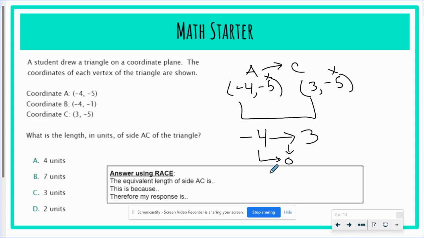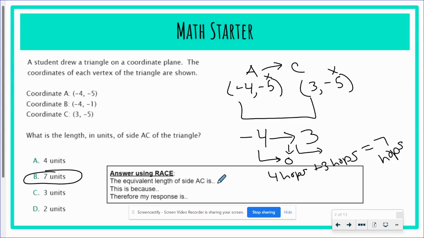We would go from -4 to 0 would be 4 hops. And then from 0 to 3 would be 3 hops. So that is a total of 7 hops or units. So this would be B. So the equivalent length of side AC is 7. This is because, again, to go from -4 to 0 is 4, and then 0 to 3 is 3. 4 plus 3 is 7. Therefore, my response is 7.